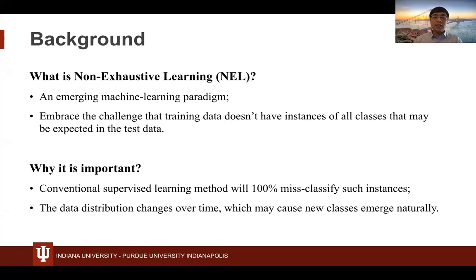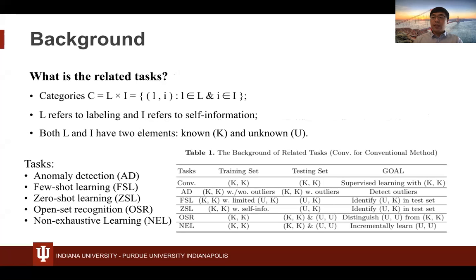Because conventional supervised learning methods will 100% misclassify such instances. Also, the data distribution changes over time, which may cause new classes to emerge naturally. In table 1, it presents the related tasks of non-exhaustive learning. The first column is the abbreviation of the task. The second and third columns present what information each task may need. The last column presents the goal of the task. For example, for both train and test data have known class and self information in the conventional tasks. On the contrary, non-exhaustive learning incrementally learns the test instances with unknown labels and self information.